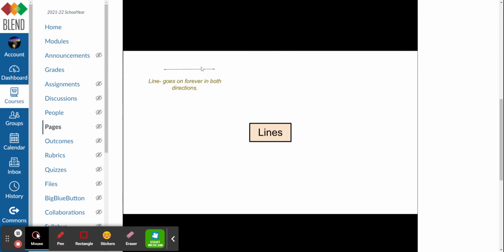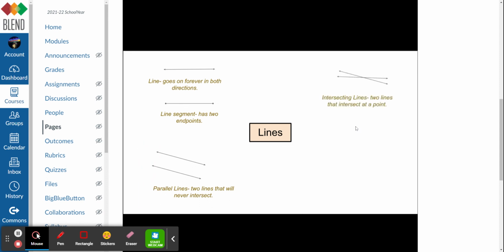So lines go on forever in both directions. As you can see, this has an arrow on this side, an arrow on that side. That means it's going on forever, like to the edge of the earth and beyond. A line segment, they cut the arrows off and put dots. That means the line ends. So it starts here and ends here. This line segment has points that show you that it starts and ends, unlike our line that goes on forever, which has arrows. And then there's parallel lines that go on forever because we have the arrows, which means they would go side by side and never touch.